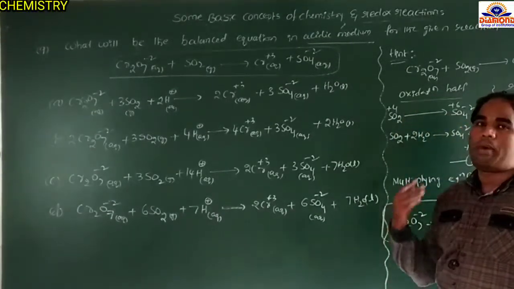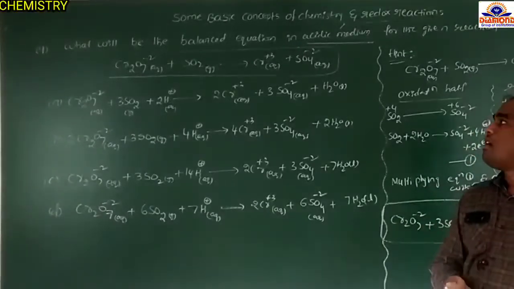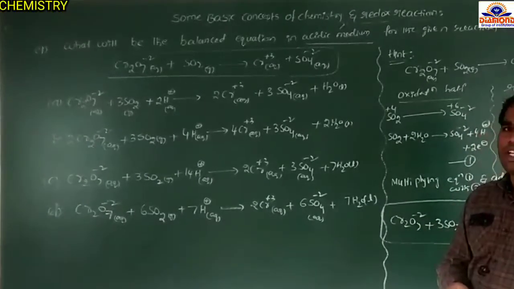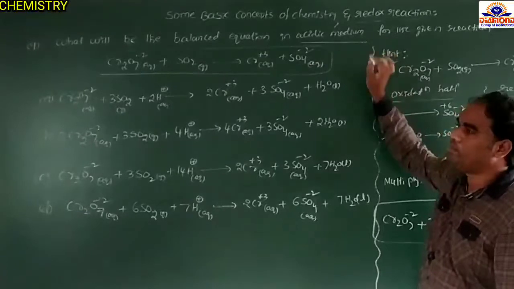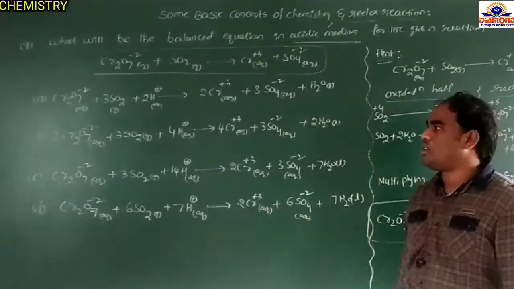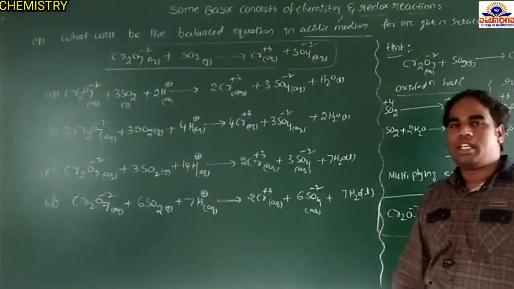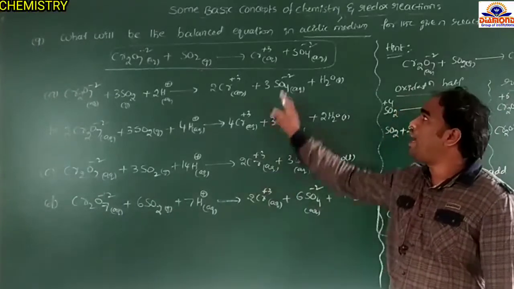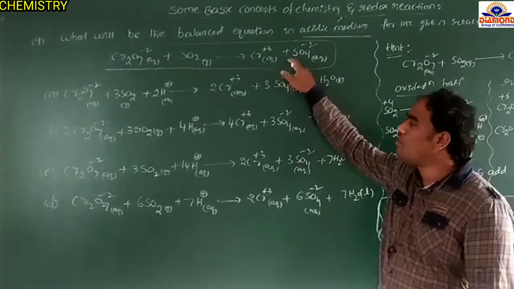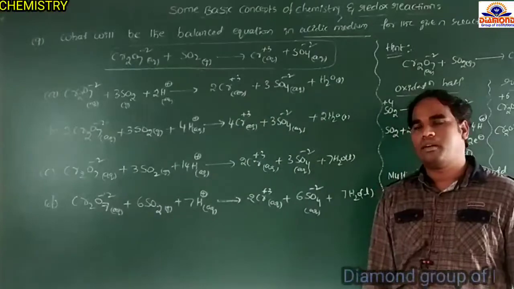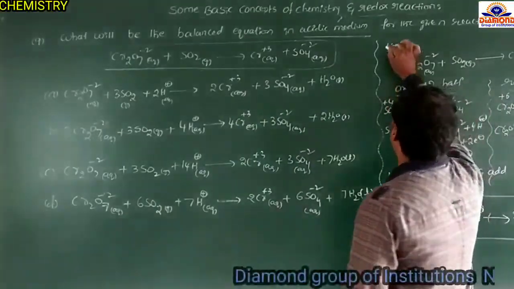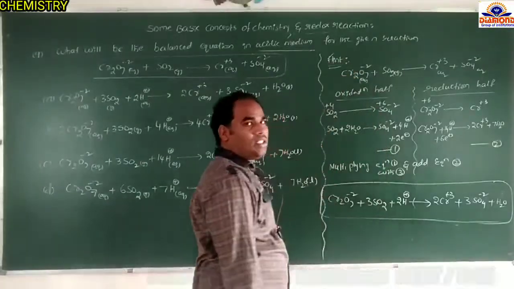Now we are going to balance this equation by the redox cell reaction method in acidic medium. These are the equations, these are the options. After balancing this equation, which option is correct? That is the question. And for the students, this is the hint.